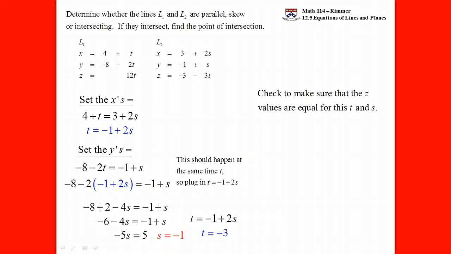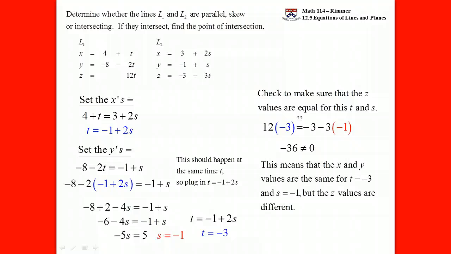My x's will be 1, my y's will be negative 2, but my z's aren't the same. On the one hand, my z is negative 36, and on the other hand, my z is 0. So when this happens, I say that the lines are skew. At that particular instant in time, your x and y are syncing up, but your z is not. So those lines are skew.